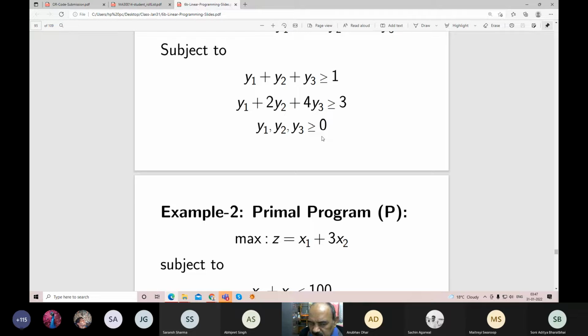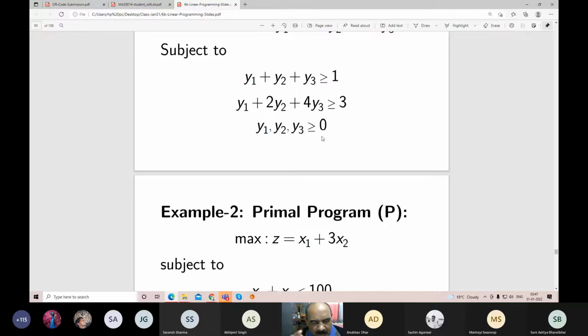What can you say? Continuous or discrete? Continuous. If, for example, y1, y2, y3 are binary, 0 or 1, they are discrete. If y1, y2, y3 are integers 1, 2, 3, 4, etc., including 0, they are integers. Non-negative integers, sometimes binary. So these are continuous.